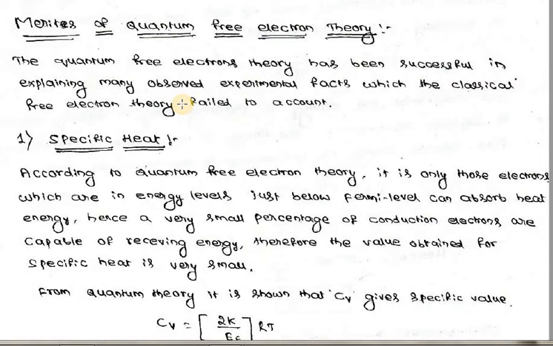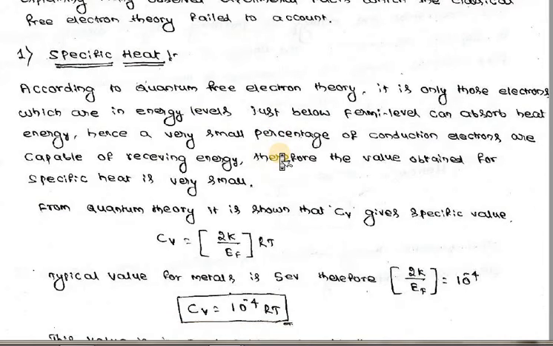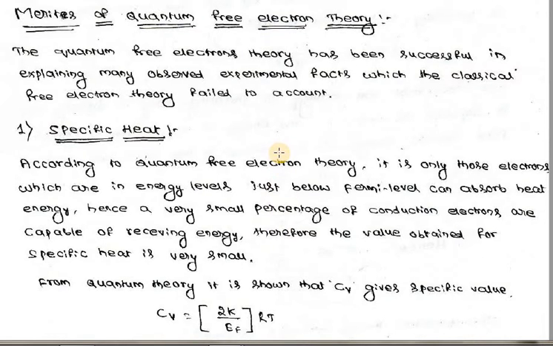Last class we discussed the failures of classical free electron theory. Today we are discussing the success of quantum free electron theory. You know the failures of classical theory, where we discussed mainly three cases: one is specific heat at constant volume, second is temperature dependence, and the last is electron concentration. These failures are explained only by quantum theory as a success.